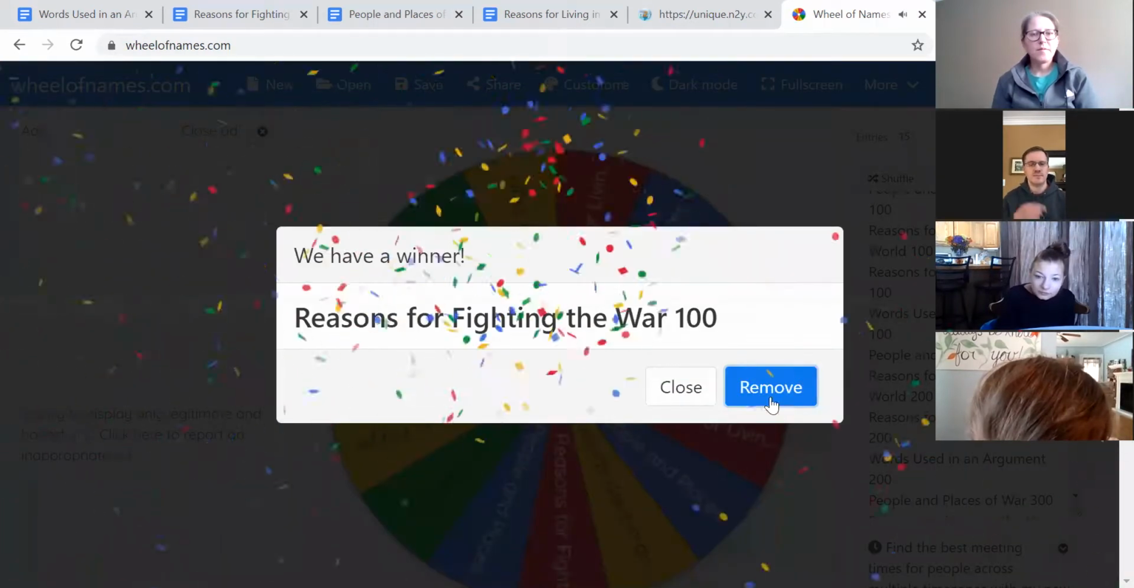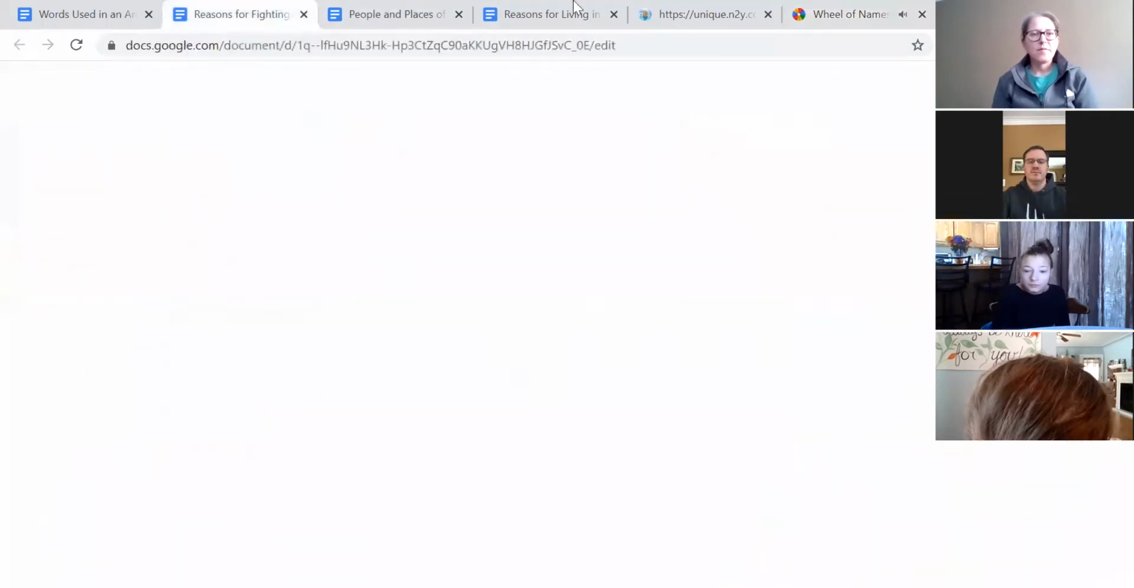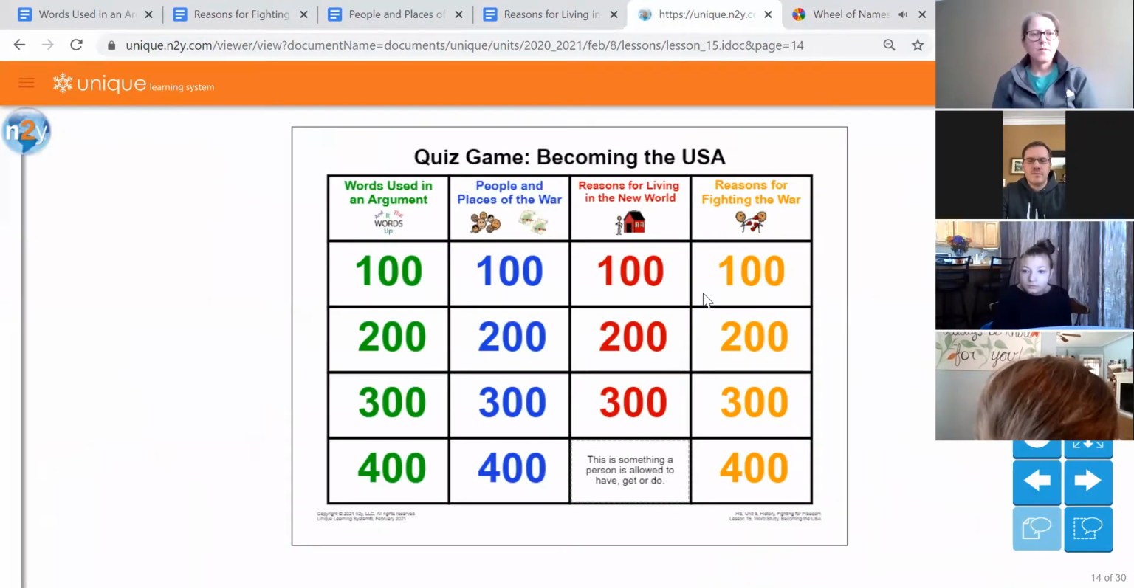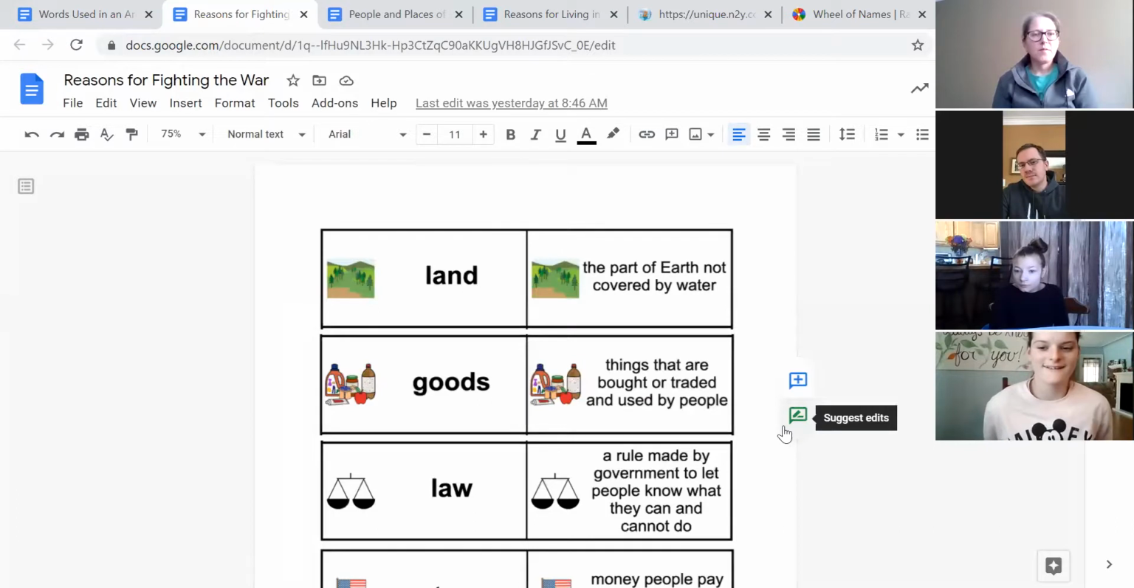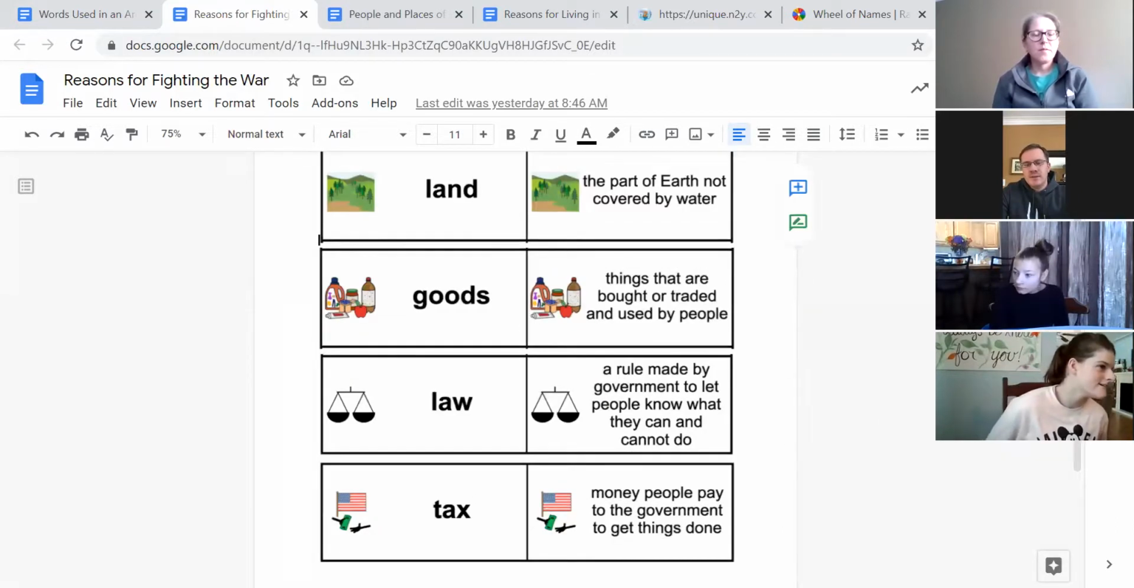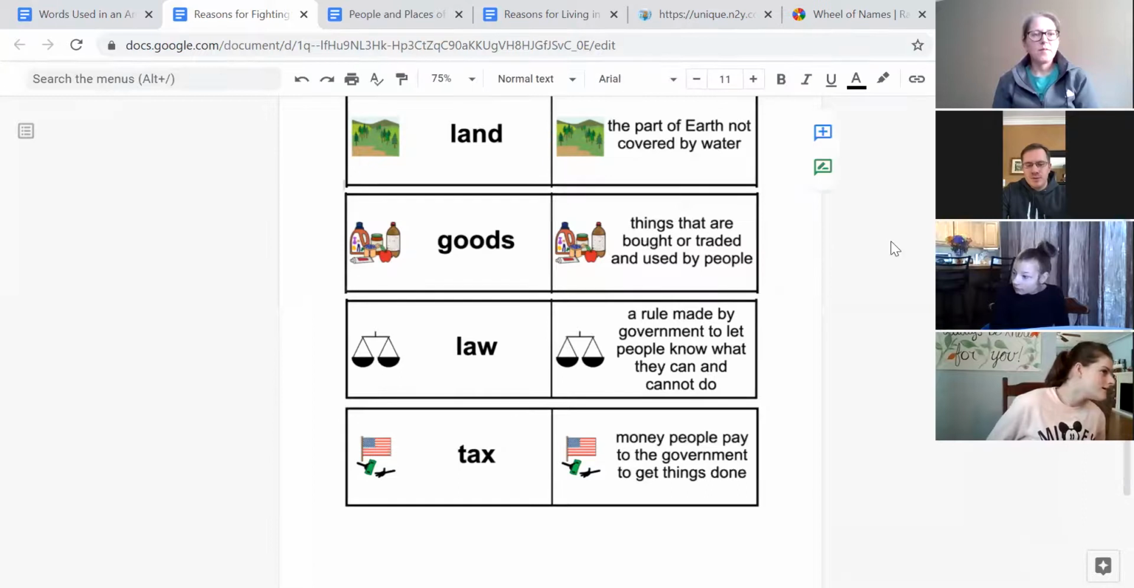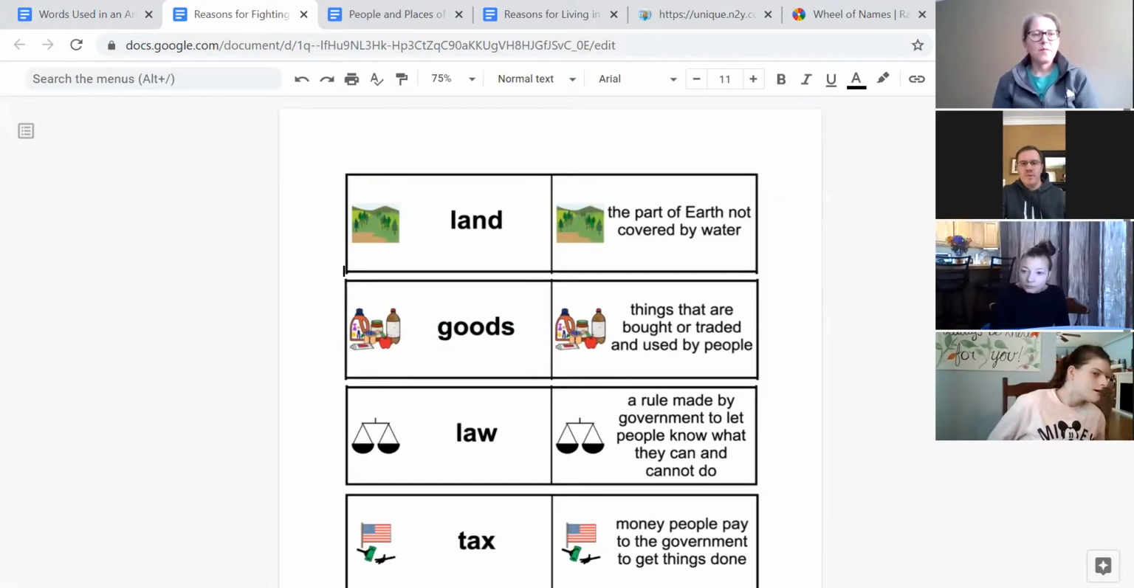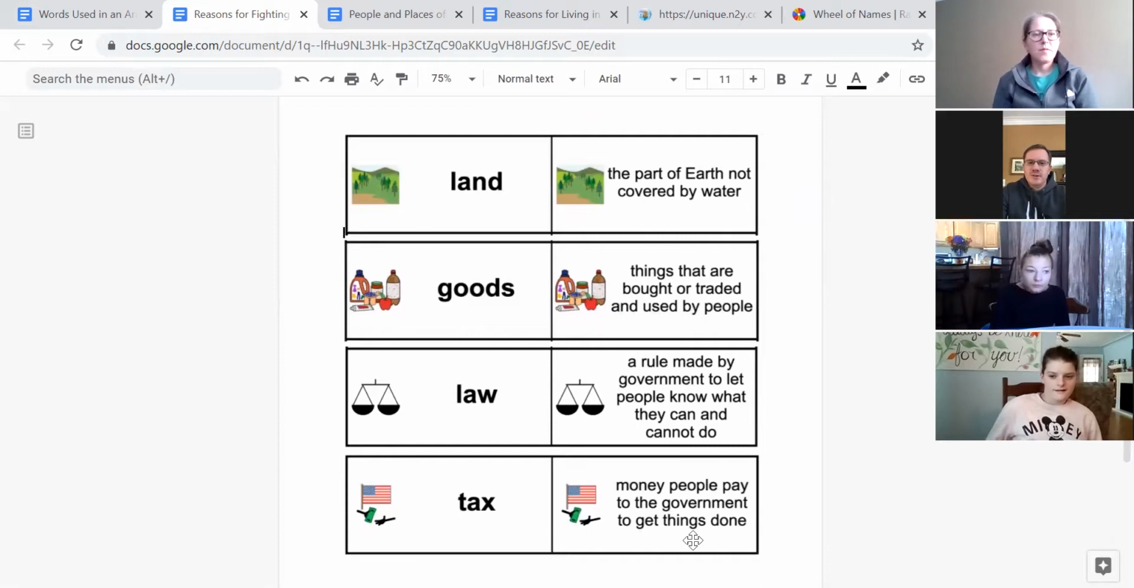All right. Reasons for fighting the war 100. This is the part of Earth not covered by water. So what does it mean? So there's two parts to the Earth. One is covered in water and one isn't. So do we think that it's goods, things that are bought or traded by and used by people? That doesn't match. Those aren't the same words.